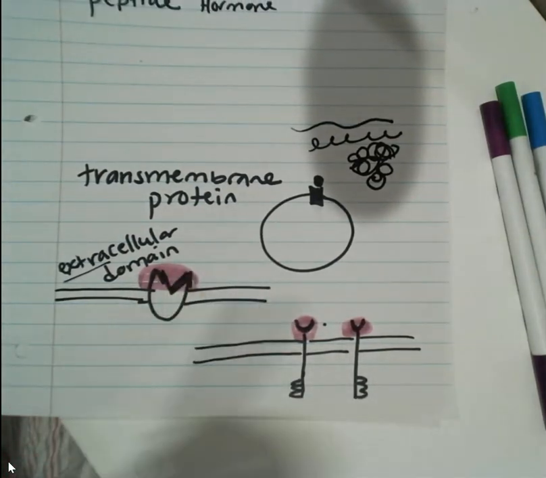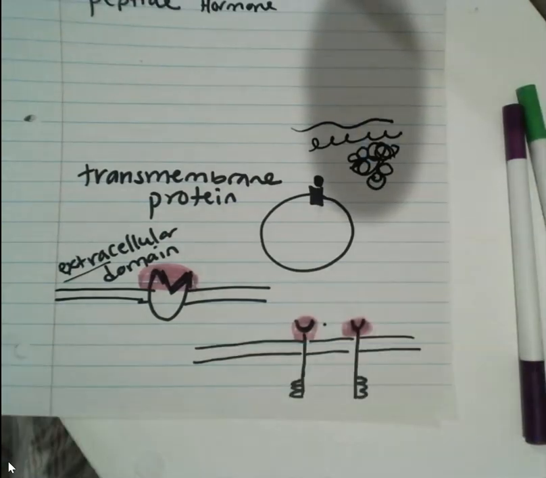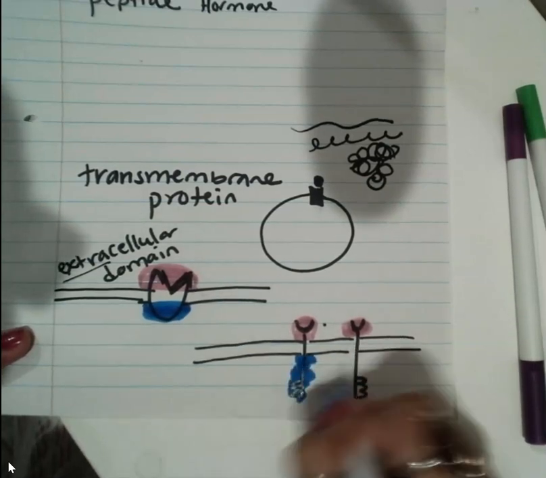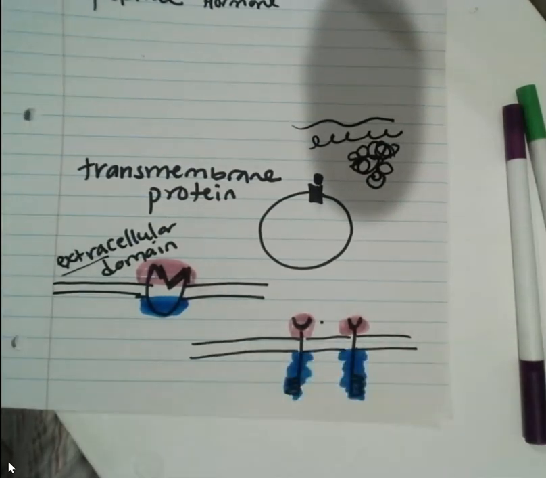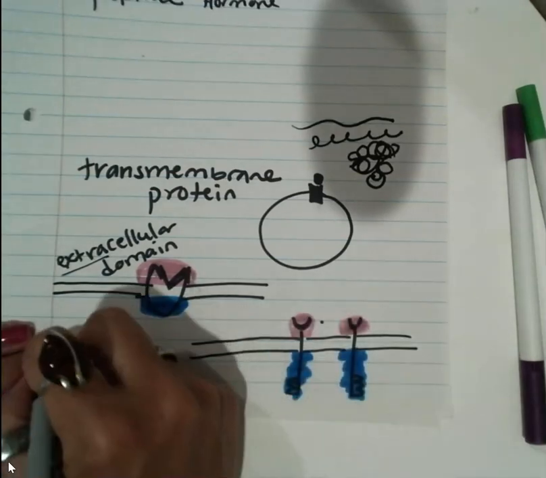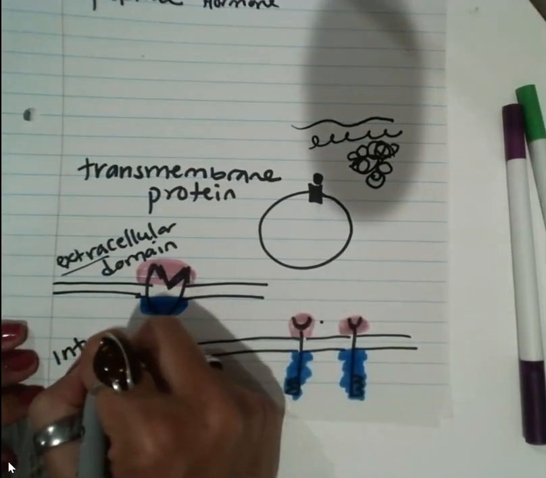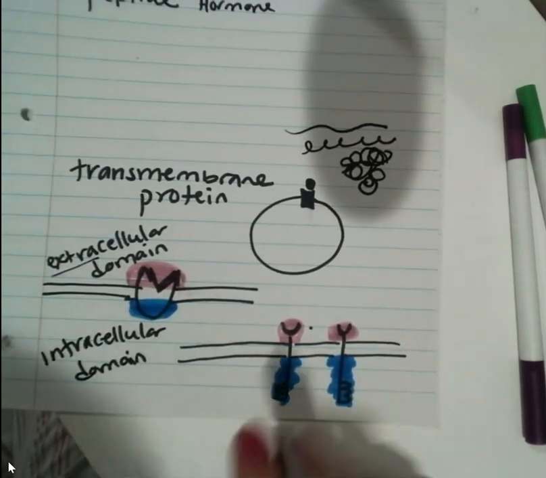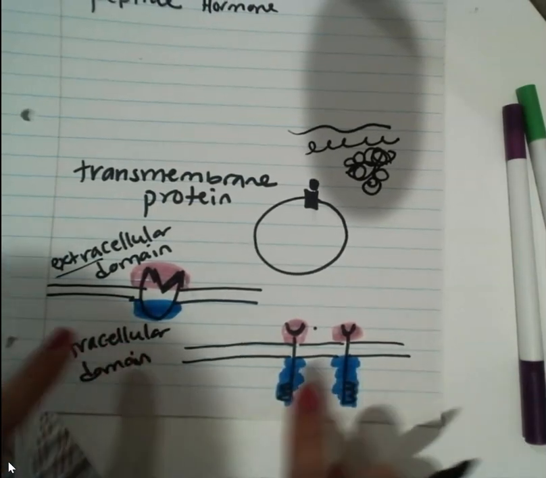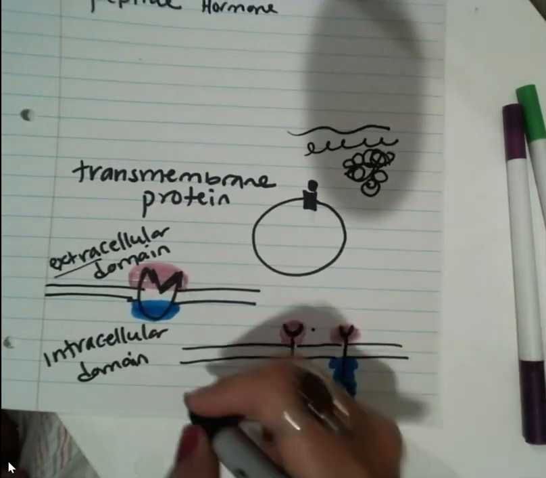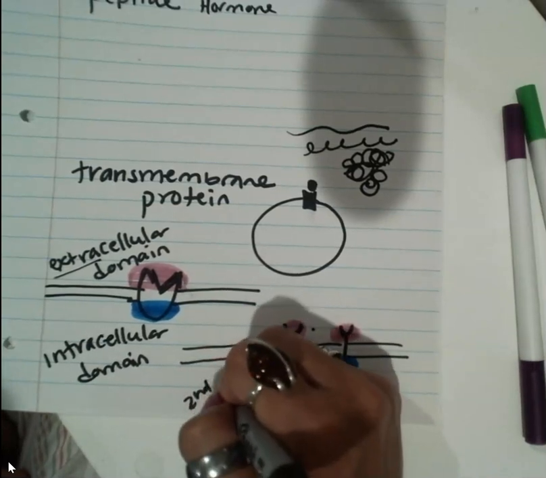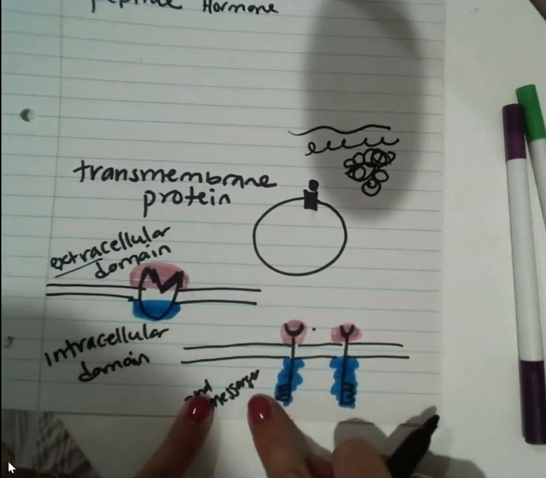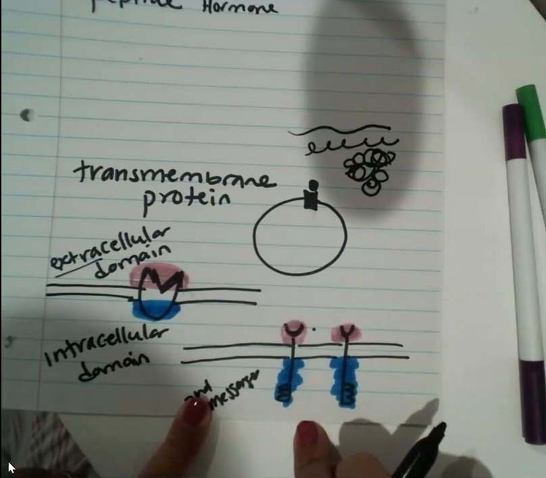Then you have a second area that is going to be inside the cell, right? This area of the protein receptor that falls inside of the cell is an intracellular domain. Okay, so that part is intracellular. Now this is the part that's going to be involved with activating your second messengers, like cyclic AMP. So the intracellular domain will activate your second messengers to keep the message going.